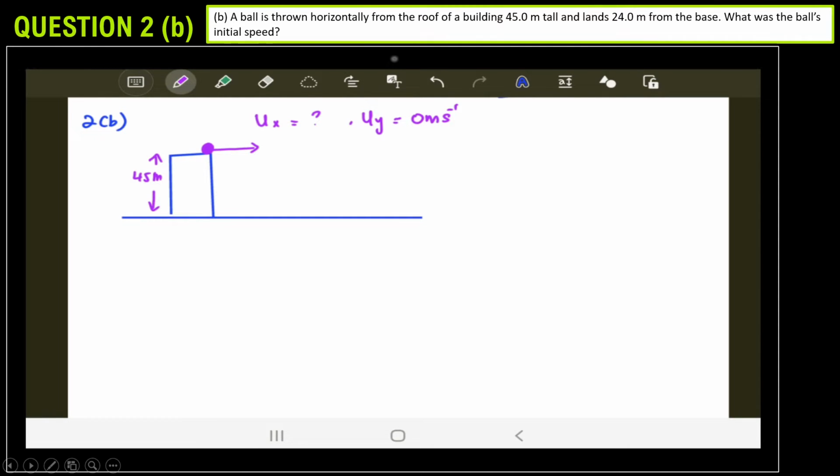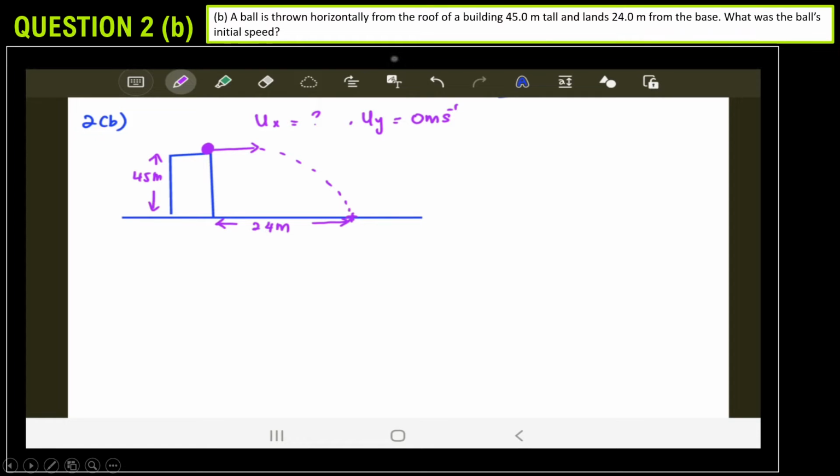Okay, and what happened to the ball? So the ball is thrown horizontally, and it will land 24 meters from the base. Alright, so this is the base, and the ball will hit the ground at 24 meters from the base. Okay, so let's draw. This is under projectile motion, projected horizontally. So this is the final point, and the distance from the base to the landing point is 24 meters.